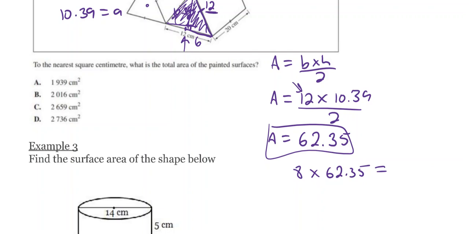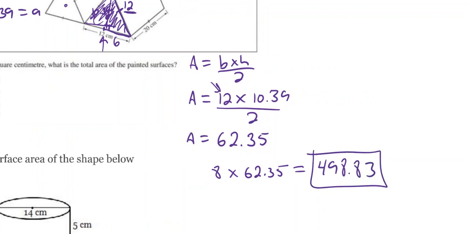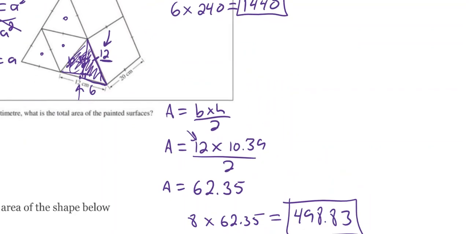So that ends up being 498.83. I probably shouldn't have put a box around that yet. So then what I was saying is that whatever I have in the box, I add those together, right? So then in the end, that'll be all of my rectangles.